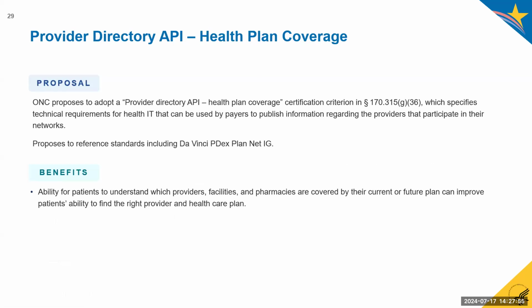So the final proposal here is around a provider directory API health plan coverage criterion. This proposal is for a criterion which specifies technical requirements for health IT that can be used by payers to publish information regarding the providers that participate in their networks. This proposal references the Da Vinci PDEX PlanNet IG, which we propose to adopt. And we believe that this would enable patients to understand the providers, facilities, and pharmacies covered by their current or future plan to improve their decision-making.